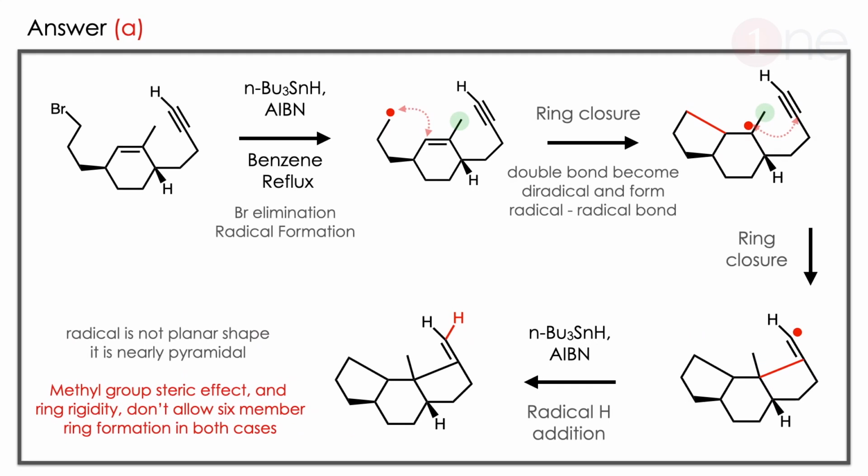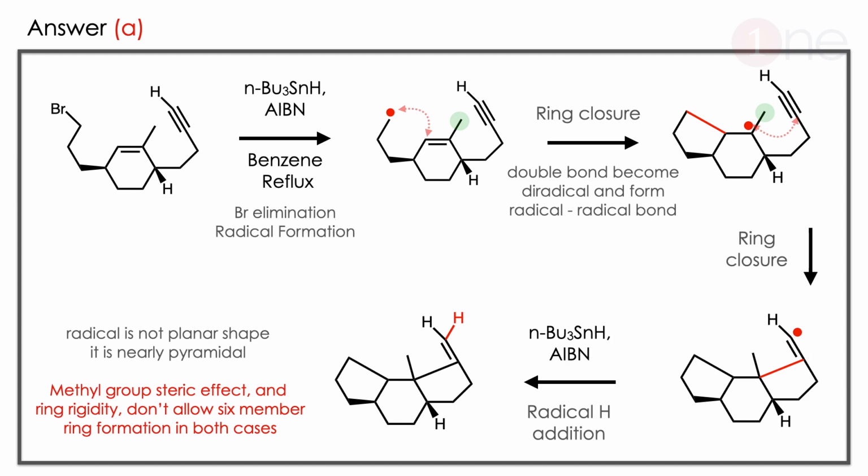The answer is A. Let us see how. The starting material contains many functional groups, but you are using a radical initiator, which is tributyltin hydride and AIBN. The AIBN initiates the reaction, which eliminates the bromine and forms a radical at the bromine position. So bromine is eliminated, and a radical forms.